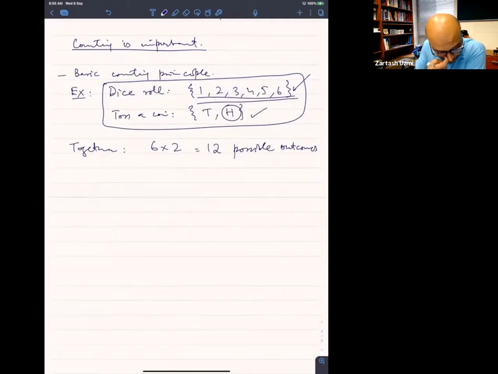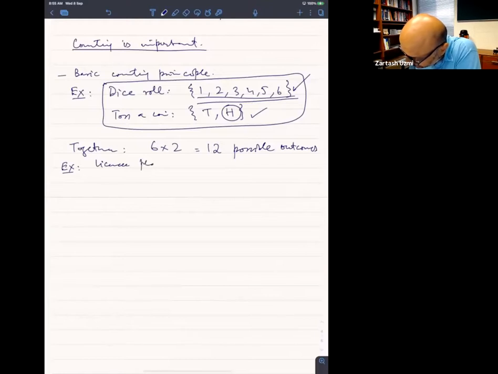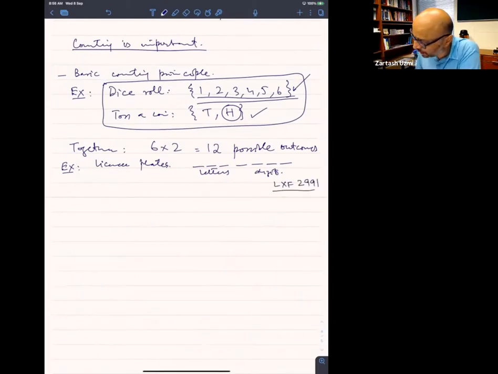एक छोटी सी क्विक एग्जांपल और कर लेते हैं। Another quick example, and this would be license plates. ये आपके पास इस तरह से होती हैं, 3 लेटर्स होते हैं और 1 2 3 4 डिजिट्स होते हैं। So for example, LXF2991, this is the license plate number. एक गाड़ी के ऊपर ये license plate number। So कितनी total different number of plates हो सकती हैं हमारे पास?